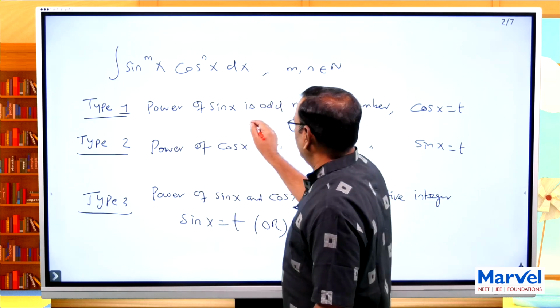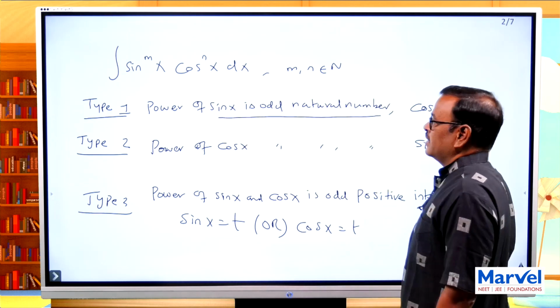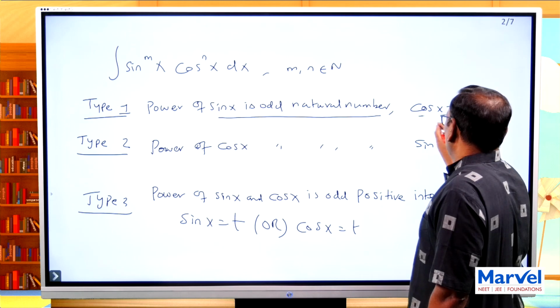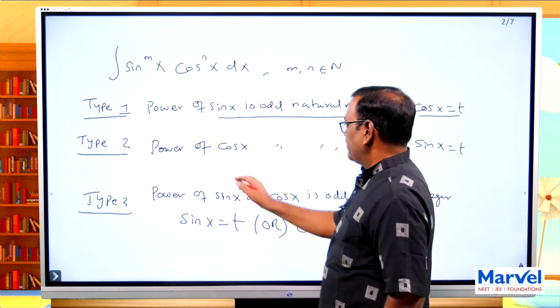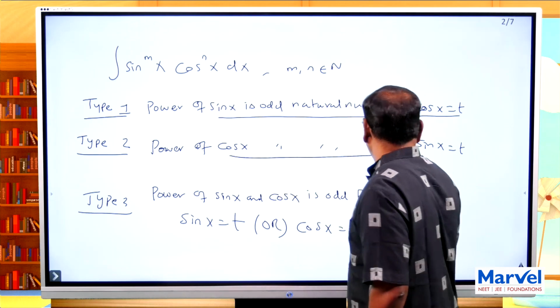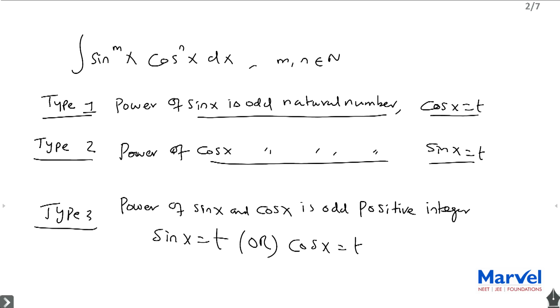if the power of sin x is an odd natural number, put cos x equal to t. Next, if the power of cos x is an odd natural number, put sin x equal to t.